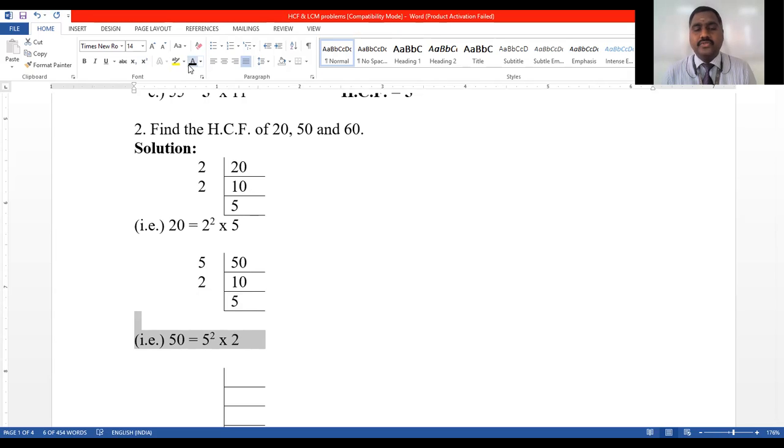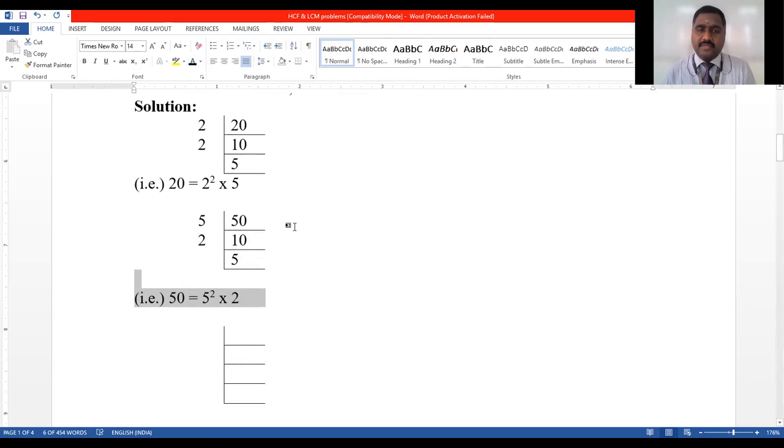10, 5 into 2 into 5. That means you have 5 power 2. 2 5s are there and 1 2 is there. So the prime factorization for the number 50 is 5 into 5 into 2. This is the divisor for number 50. And now similarly, the third number.